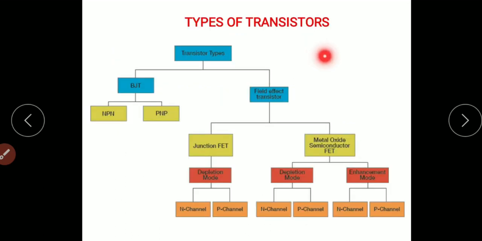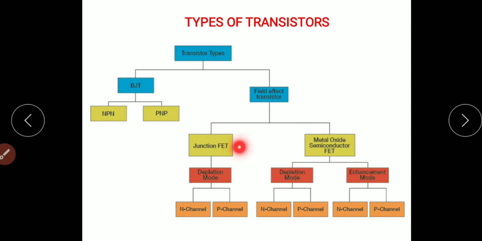Then we will see what are the types of transistors. We have bipolar junction transistors, which are again categorized into NPN and PNP transistors, and field effect transistors. Field effect transistors are voltage controlled devices, that is, by controlling the input voltage we can control the output current. These field effect transistors are again categorized into two types: junction field effect transistors or JFETs, and metal oxide semiconductor field effect transistors or MOSFETs.